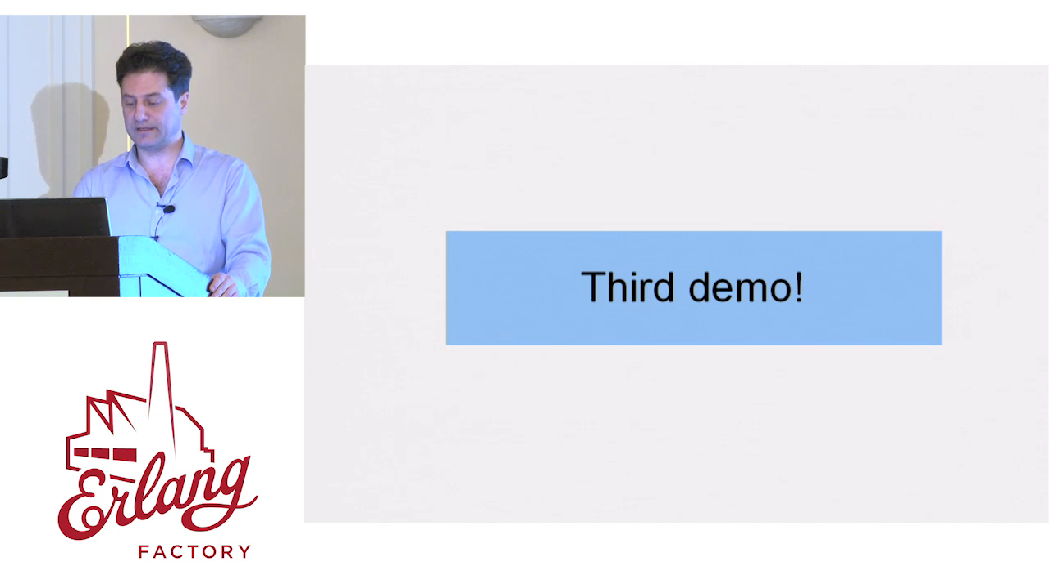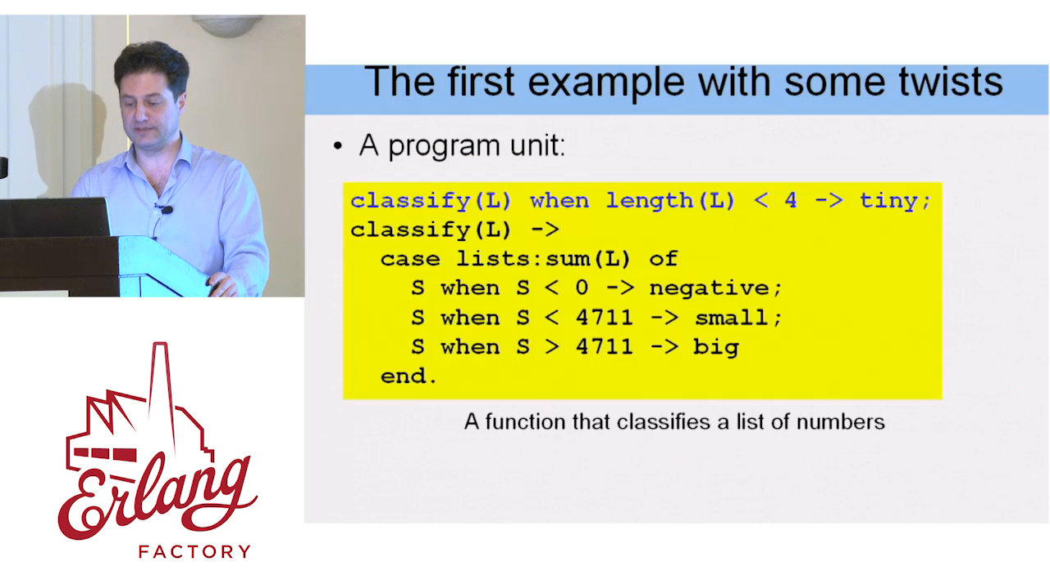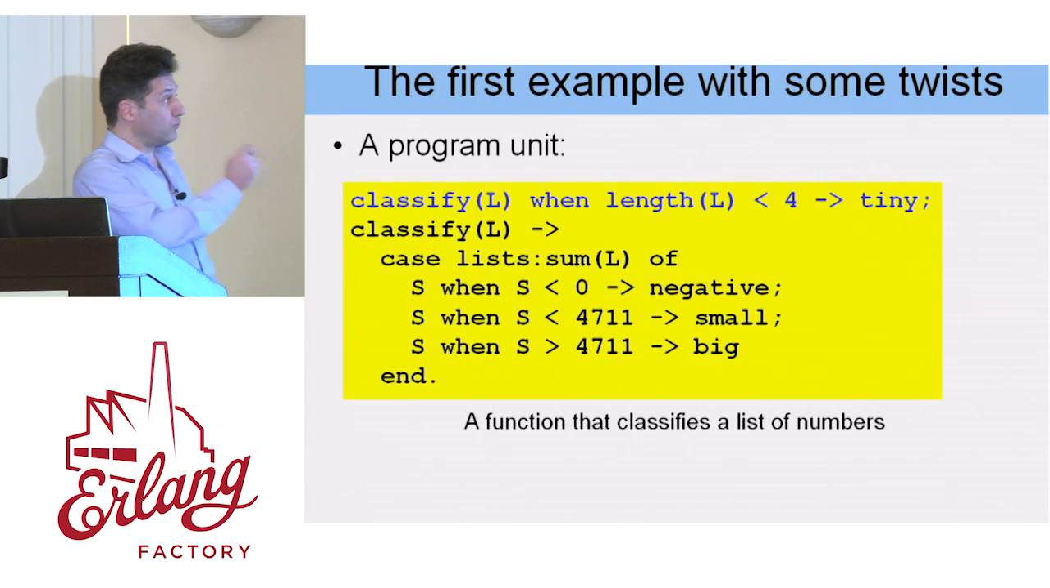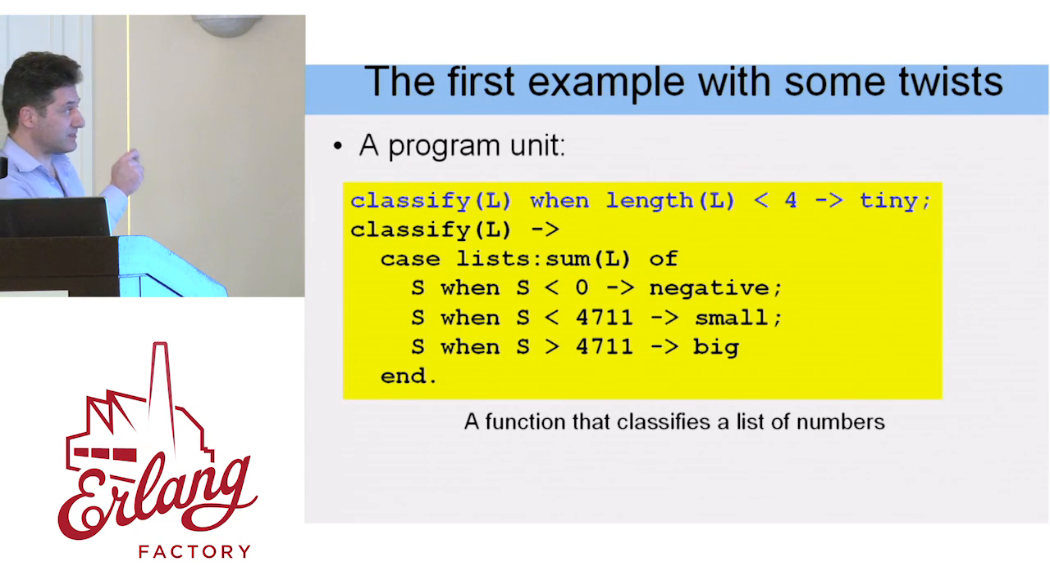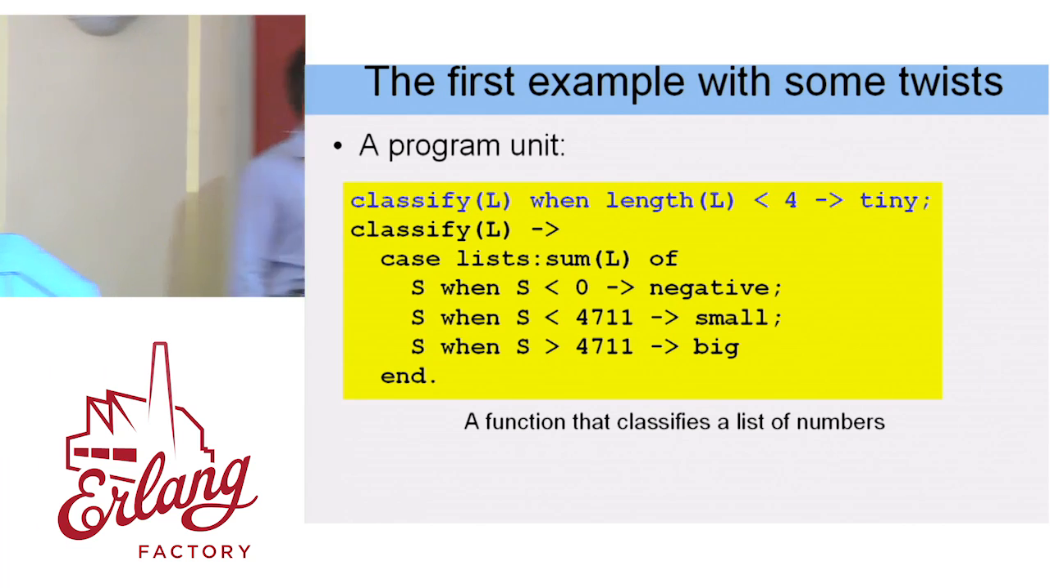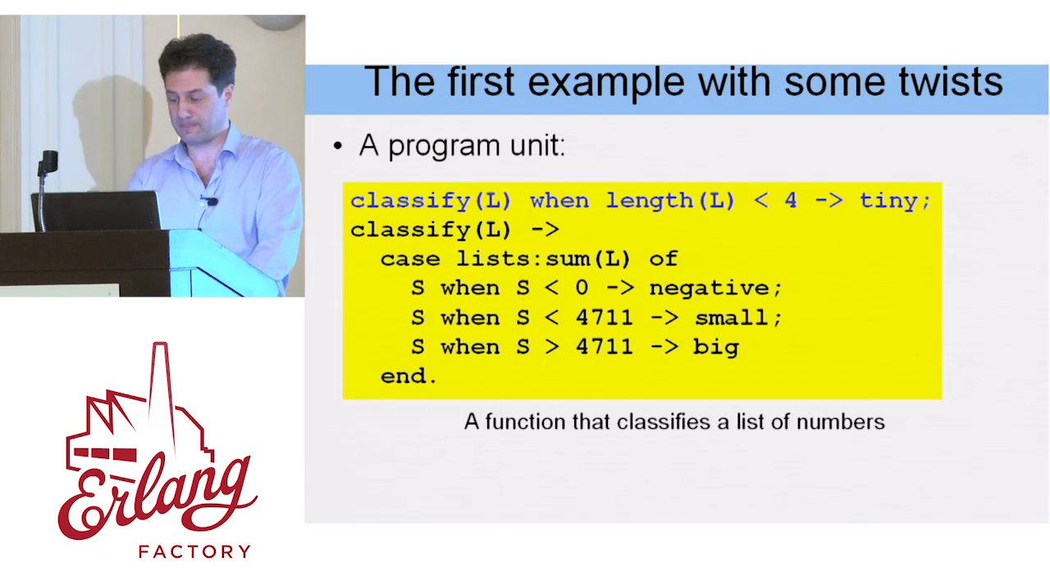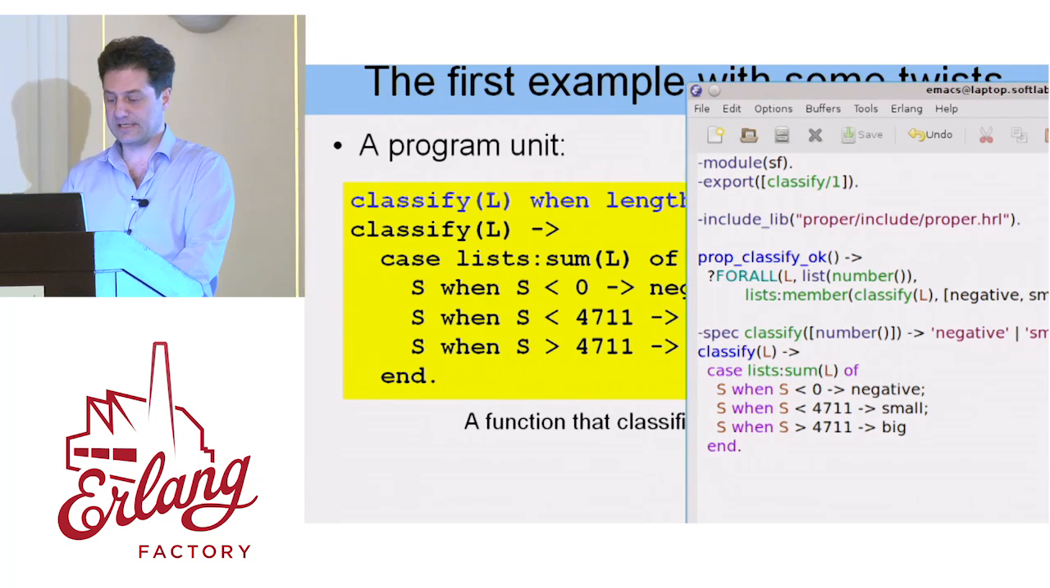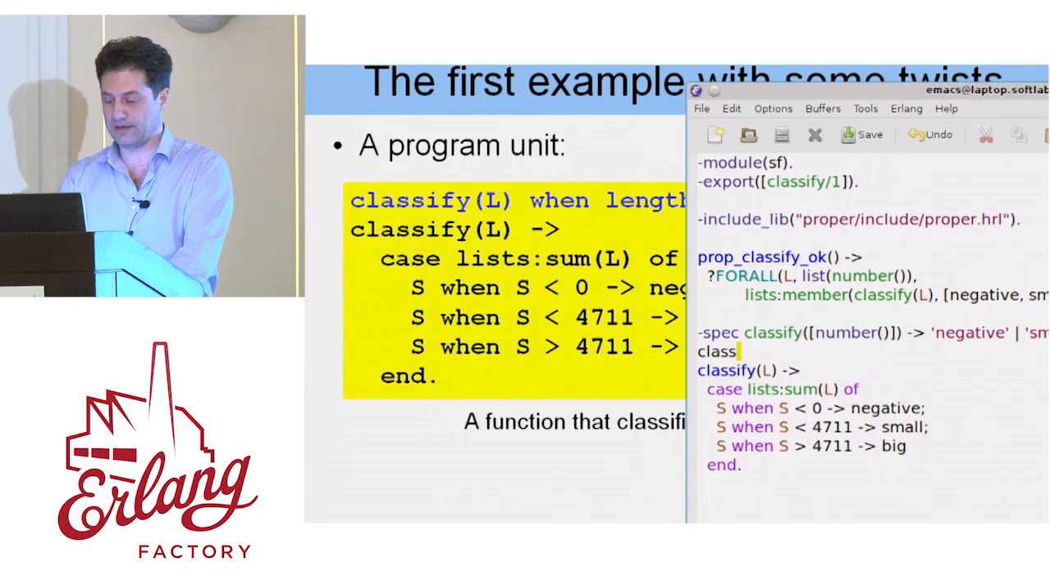This was the third demo, I think. Actually, I did it already. So let's do one more change. Let's make it a bit more interesting and put in one more clause that says that if I call the classify function with a list that has 3 or fewer elements, then this is too short.